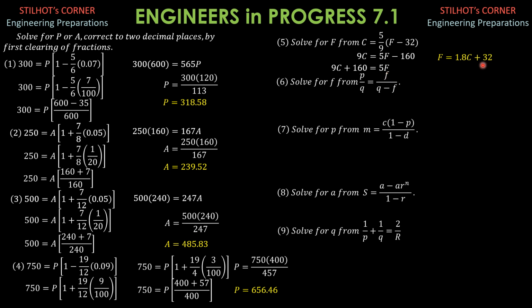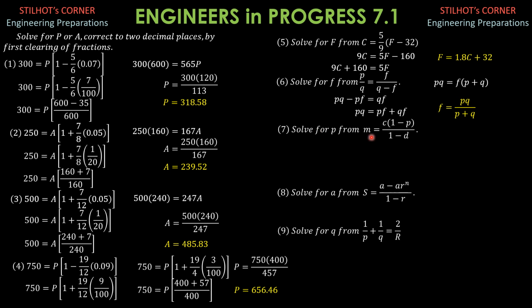So that's the formula. Solve for f from p over q equals f over q minus f. So cross multiply. pq minus pf equals qf. Then transpose pf to the right. pq equals pf plus qf. Factor out f from the right side of the equation. So pq equals f times quantity p plus q. Then dividing everything by p plus q, f is pq over p plus q.